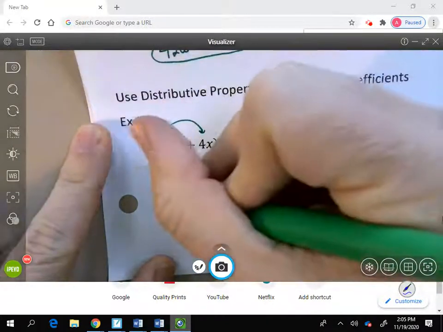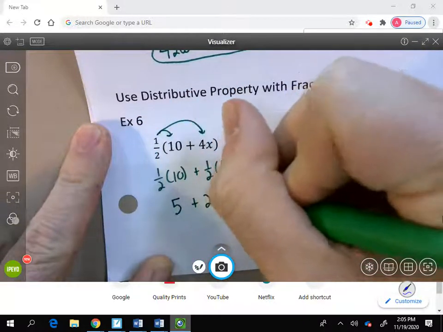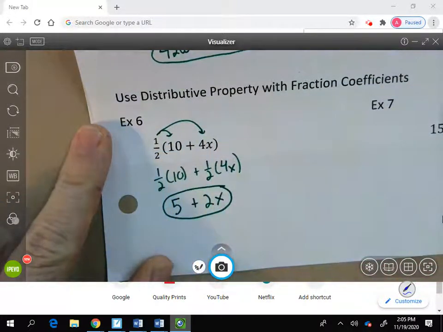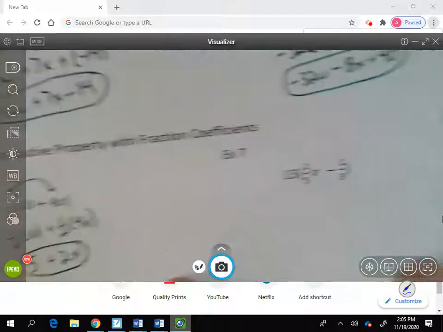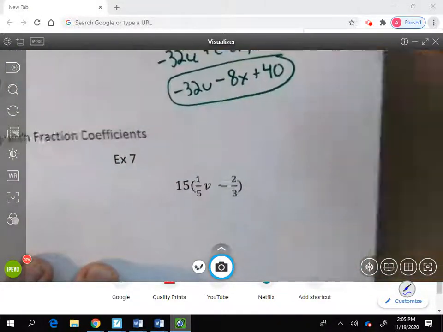Half of 10 is 5. Half of 4 is 2. And this is going to be your final answer, 5 plus 2x. Pretty simple. Same thing with fractions here. Let's take on example 17. Probably the toughest one of the day is going to be 17.